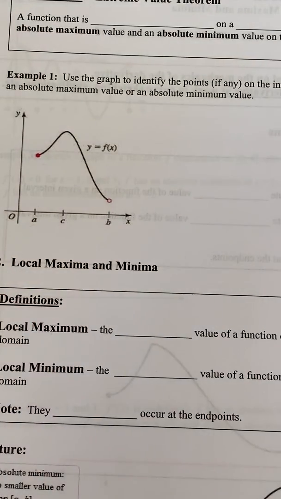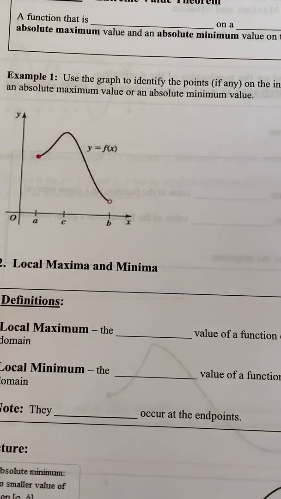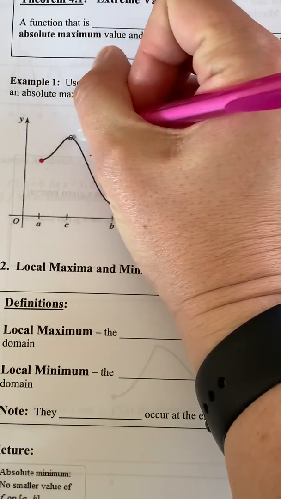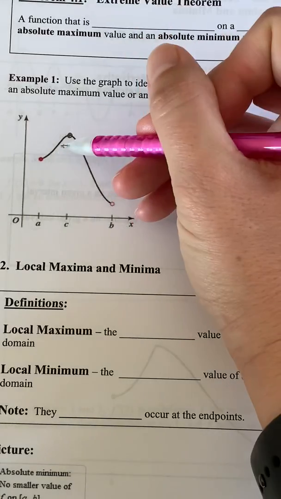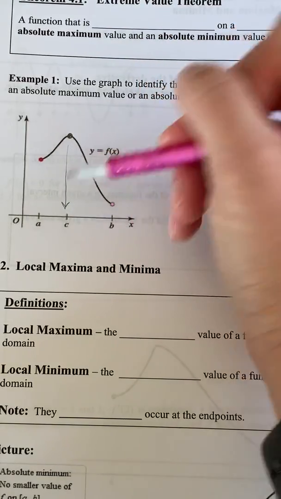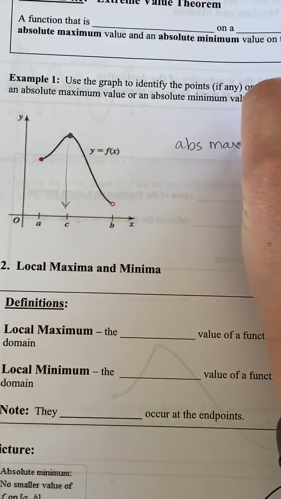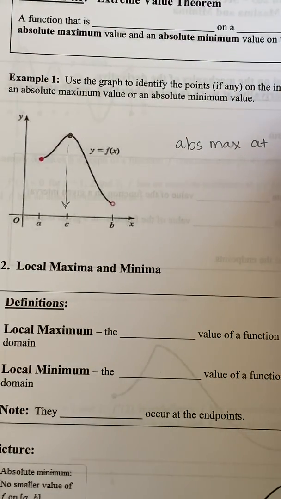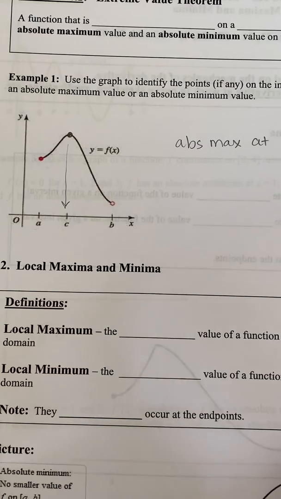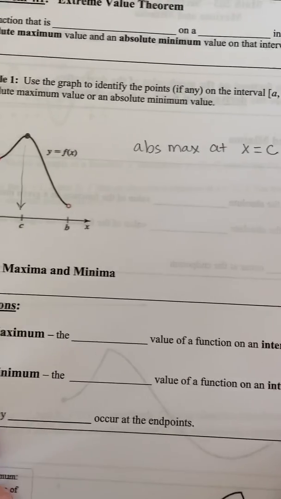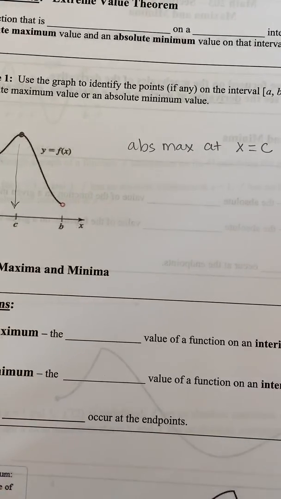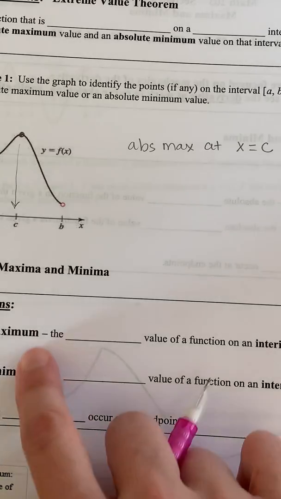So the absolute maximum value would be the highest point on the graph, which I can see is right here. So if I go down, I can say that there's an absolute max at the x value of c. Okay, the absolute minimum value is the lowest value on the graph.